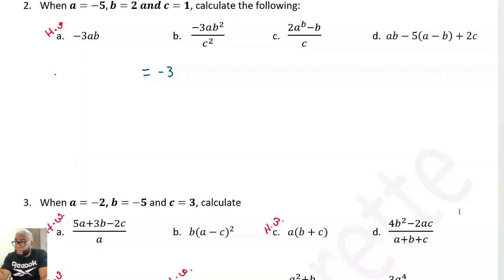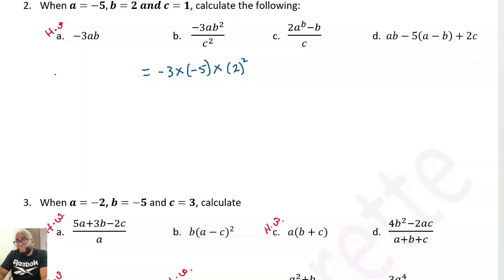Multiplication is understood, Jeremiah, right? So let me go. Negative 3 multiplied by what's the value of A for this question? I put a negative 5 in brackets, right? Multiply by what is B in this question?